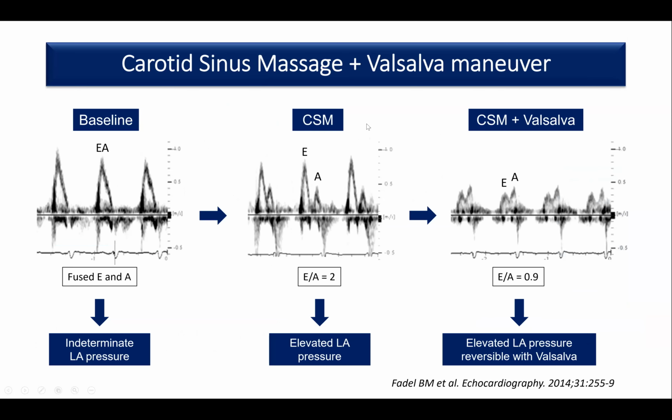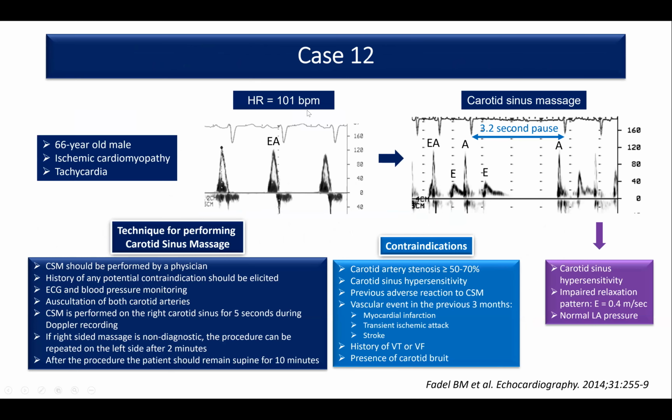And we did something that I don't recommend that you do too often: during the carotid massage, I asked the patient to Valsalva. So this is the baseline. You see the E to A ratio at baseline. The E and A are fused. The LA pressure is indeterminate. We did the carotid massage. We saw what looks like pseudonormal to restrictive filling, E to A ratio of 2. So the LA pressure is high. And during the massage, we asked the patient to Valsalva, and the patient went into an impaired relaxation pattern with E to A ratio of 0.9. So we know that the LA pressure is reversible with Valsalva during the carotid massage. We got tremendous information on this patient just by doing 2 maneuvers at the same time in the echo lab. So in this patient, obviously the filling pressure is high.